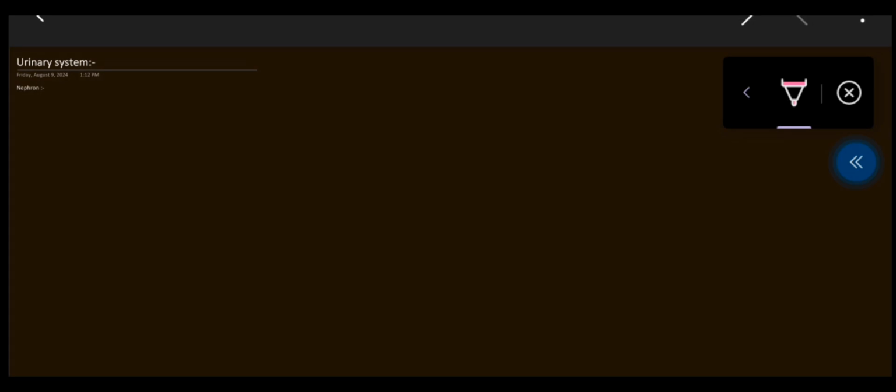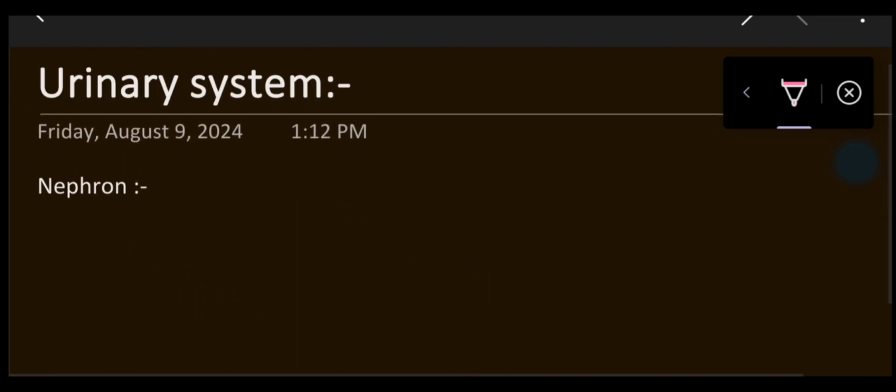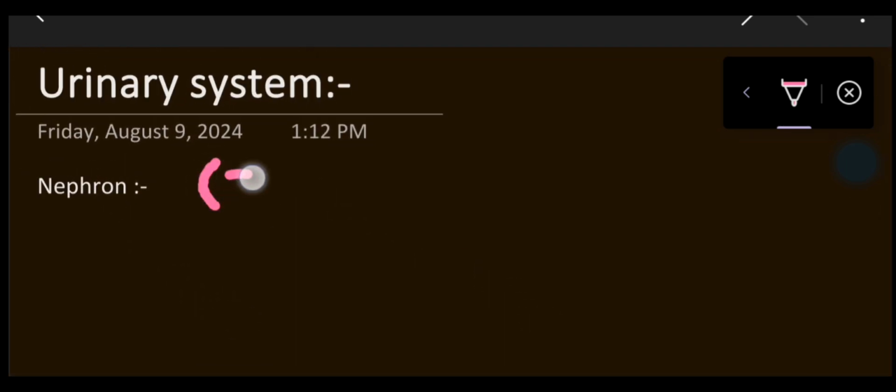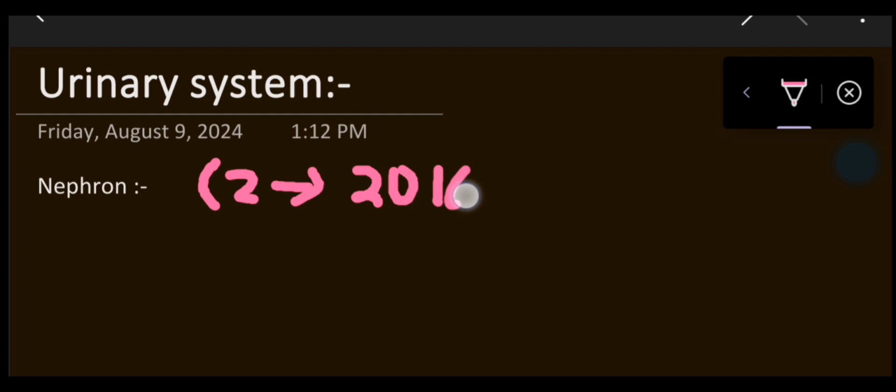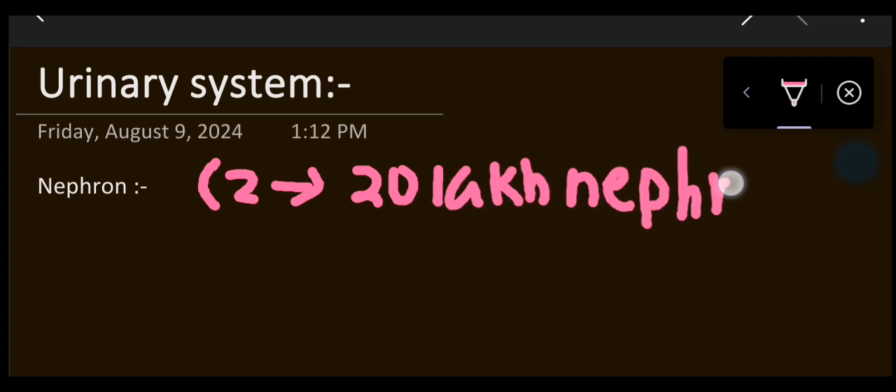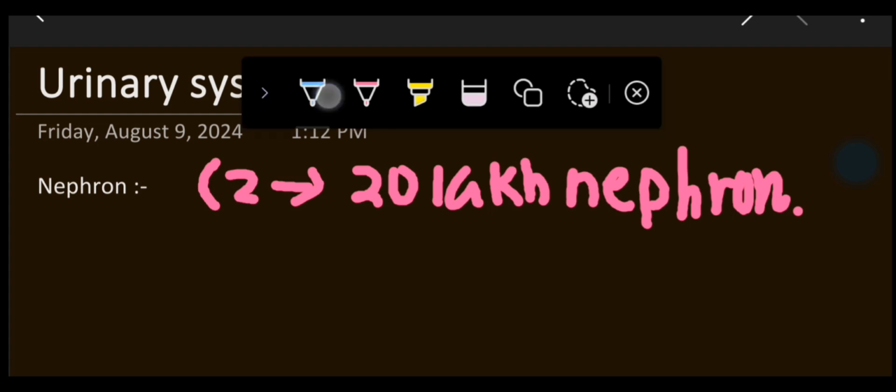We are going to discuss the unit of kidney, which is the nephron. Remember this: in our kidney we have 10 lakh nephrons present in only one kidney. This means in the two kidneys we have basically 20 lakh nephrons. So now let's see the structure of nephron first.